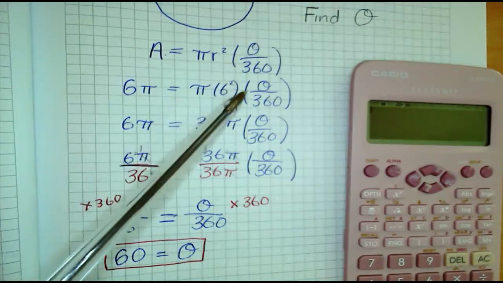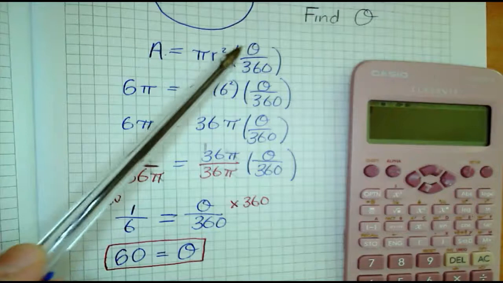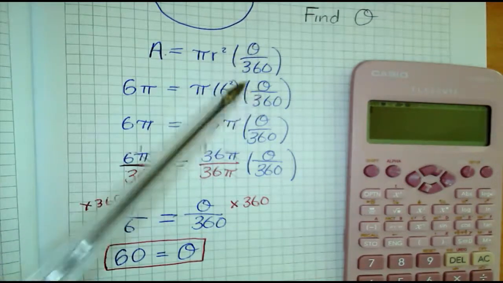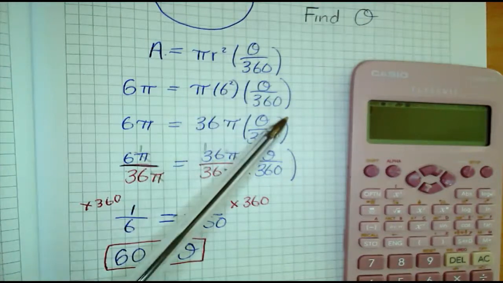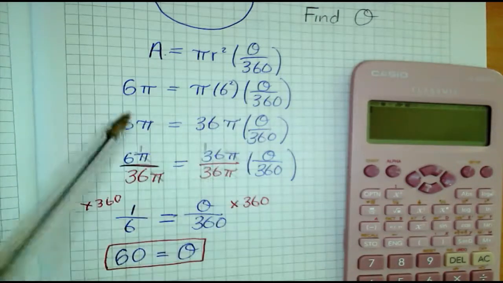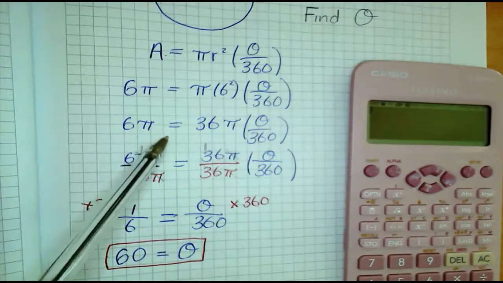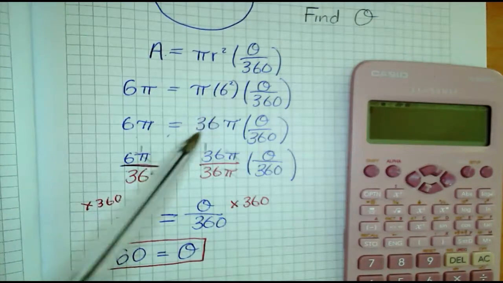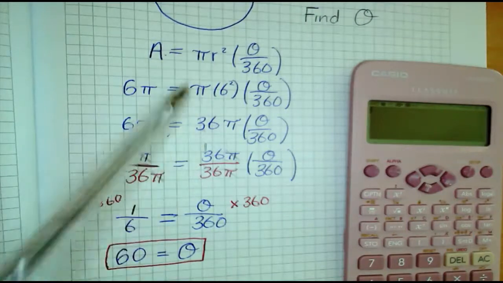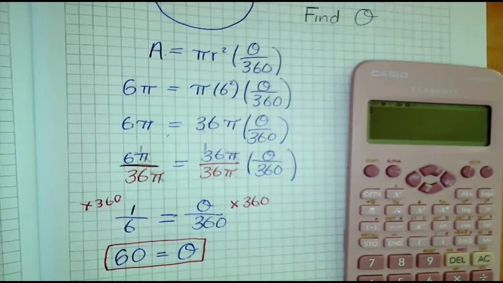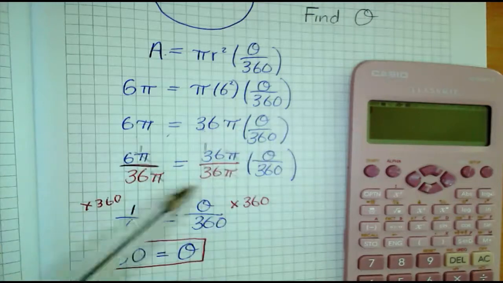Then I open up my bracket and I bring down my theta over 360. I don't know what theta is, I'm trying to find it. So I bring down my theta over 360 and close my bracket. Now I'm going to tidy up this equation. My 6 pi comes down, my equals comes down, and then I square my 6. 6 sixes is 36, so that's where that's coming from. My pi comes down, and my theta over 360 comes down. So now I've tidied up all I can.